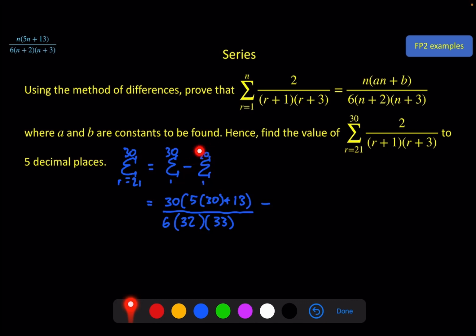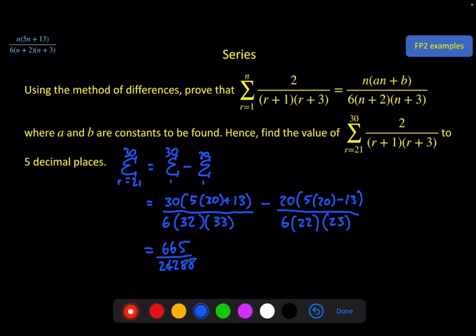minus the same thing, but now n is 20, 20 here, 5 here, 13 here, 20, 5 times 20 plus 13 all over 6 times 20 plus 2 times 20 plus 3. And if you put all of that onto your calculator, you should find the answer 665 over 24288, and in decimal form that is 0.027379777... and to 5 decimal places 0.02738, which is the final answer the question wants.